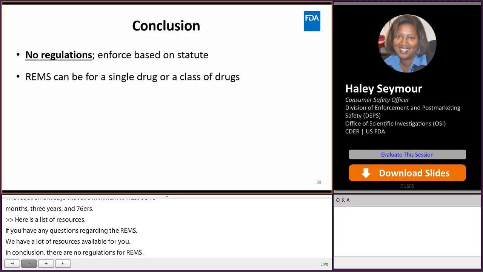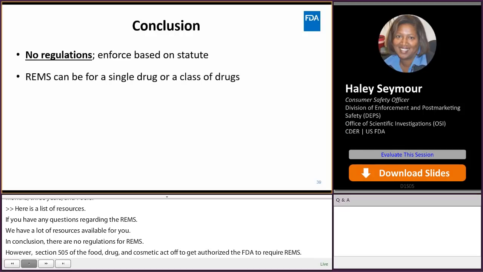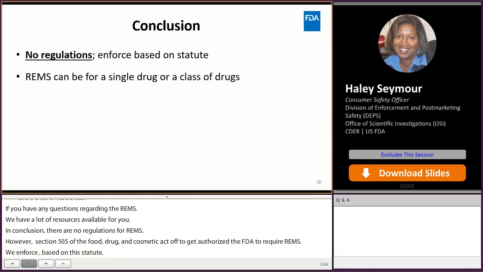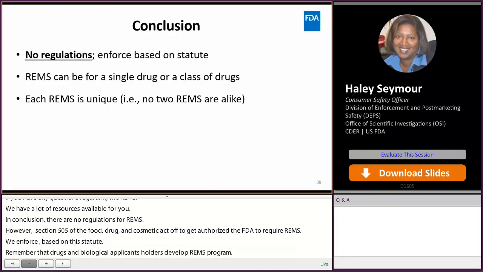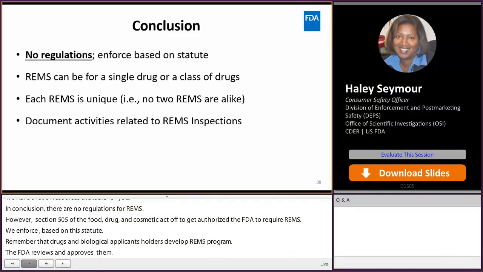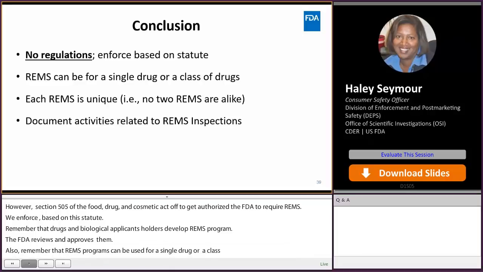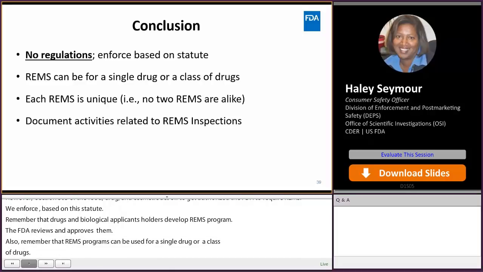Remember that drugs and biologic applicants holders develop REMS program. FDA reviews and approves them. Also, remember that REMS programs can be used for a single drug or a class of drugs. Each REMS has a specific safety measure which is unique to the safety risk associated with a particular drug or class of drugs. Therefore, no two REMS are exactly alike.